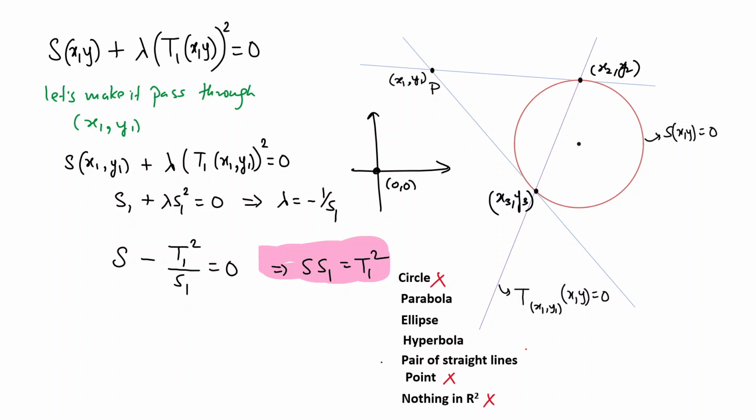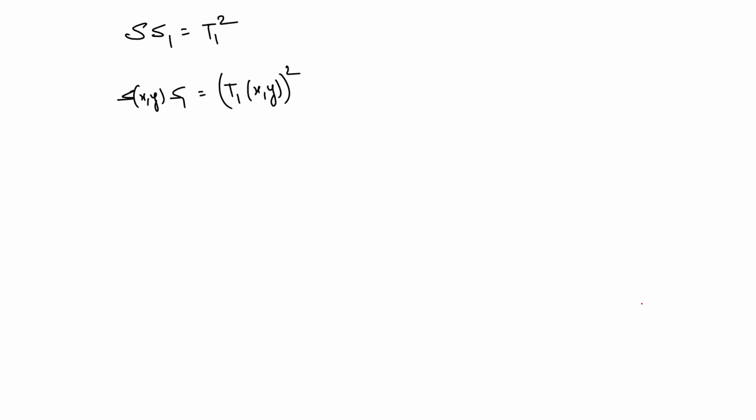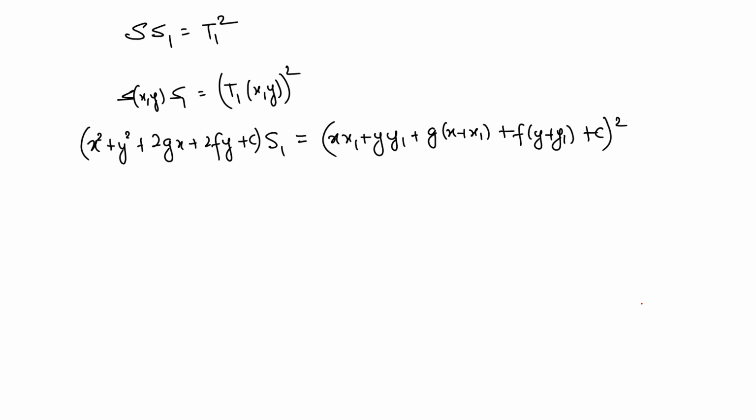straight lines? So suppose your origin is here, you shift your origin to this point P here, and in that case, if this is a pair of straight lines, then you will get a homogeneous equation. This is my idea. So in the new coordinate system, your X is x minus x1, Y is y minus y1. So let's transform this equation in such a way.